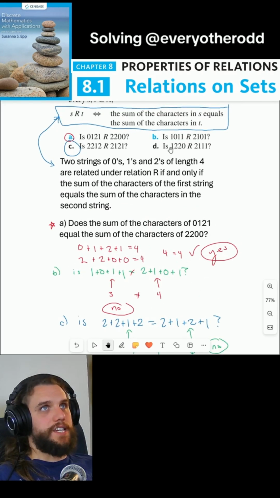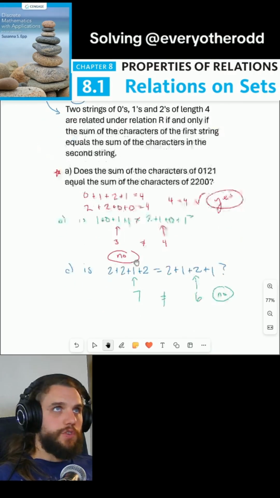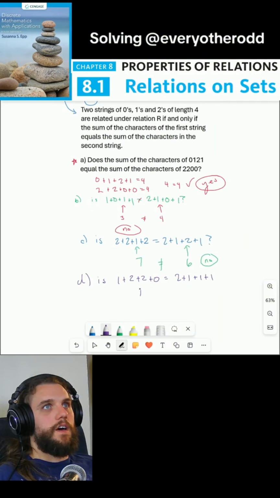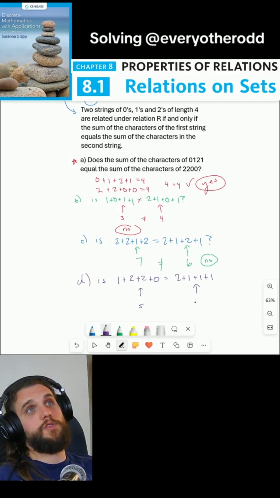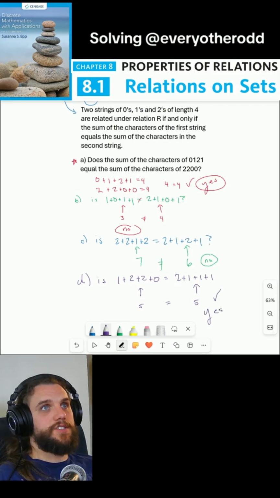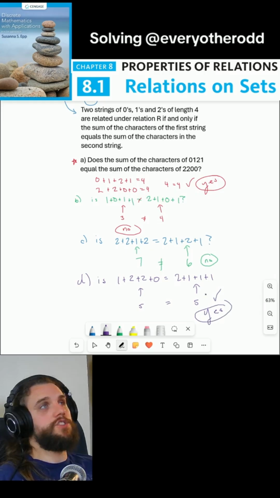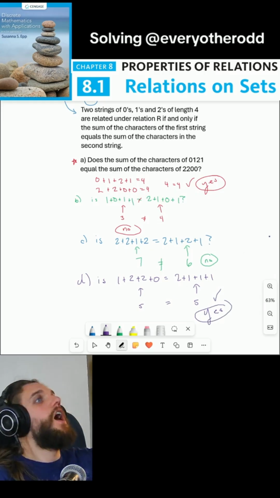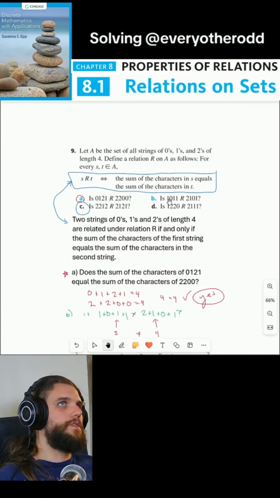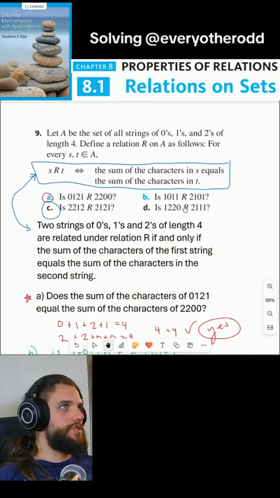And then lastly, is 1220 related to 2111? That's really just asking, is 1 plus 2 plus 2 plus 0 equal to 2 plus 1 plus 1 plus 1? Well, left-hand side's 5, and the right-hand side is also 5, which are equal. So the answer is yes. These two strings are related. These two strings of zeros, ones, and twos of length 4 are related to each other.